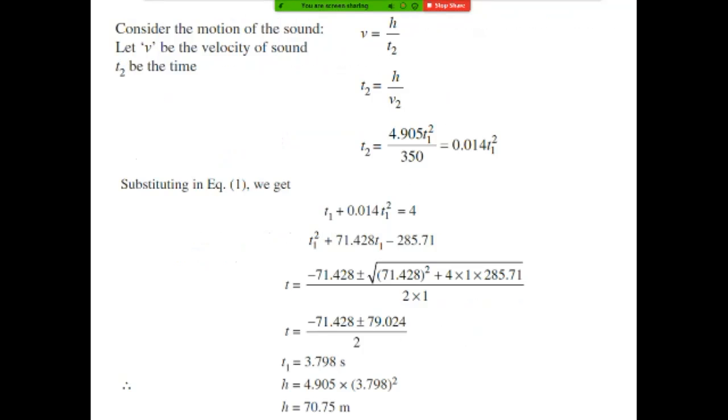Now consider the motion of sound. The time will be T2 in that case. So v is equal to h by T2, therefore T2 is equal to h by v. This is the equation. So T2 works out to be 0.014 T1 square.